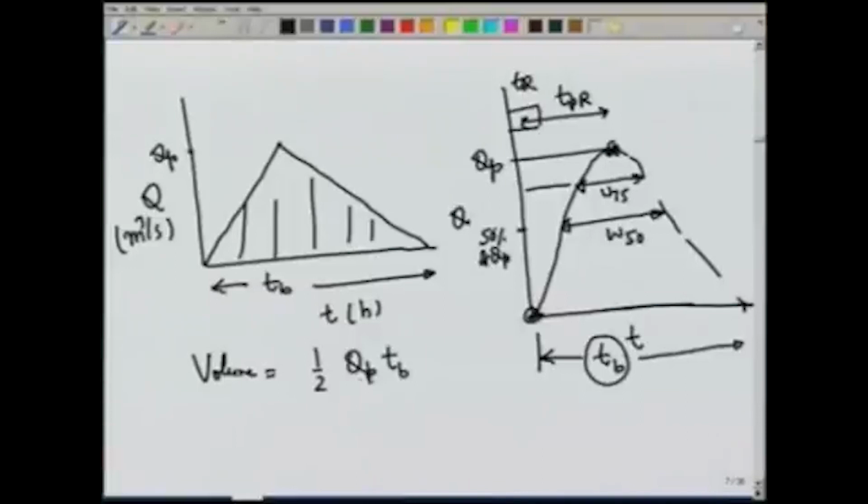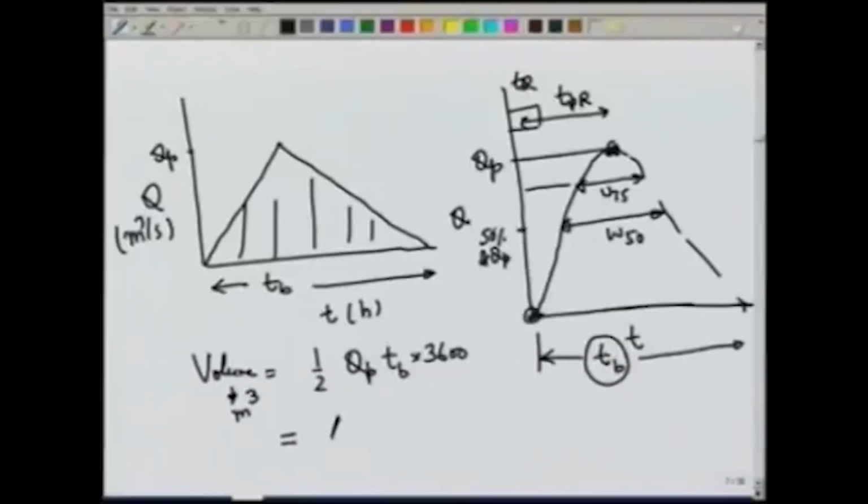So, this QP is in meter cube per second and TB is in hours. So, we have to multiply it by 3600 to get the volume in meter cube. Now, this should be equal to 1 centimeter of depth over the entire catchment area. So, this should be equal to area of the catchment into 1. And now, to take care of the units, A is in typically kilometer square. So, we have a million, and this one is centimeters. So, it would be 0.01 in terms of meters.